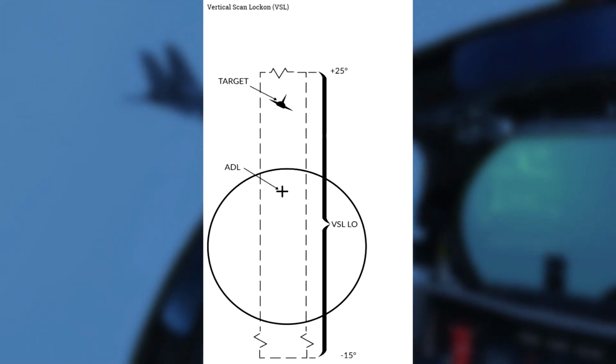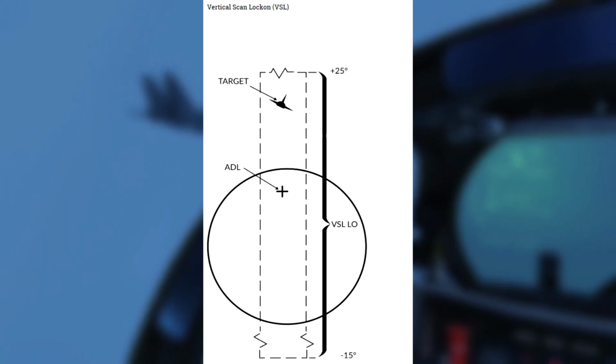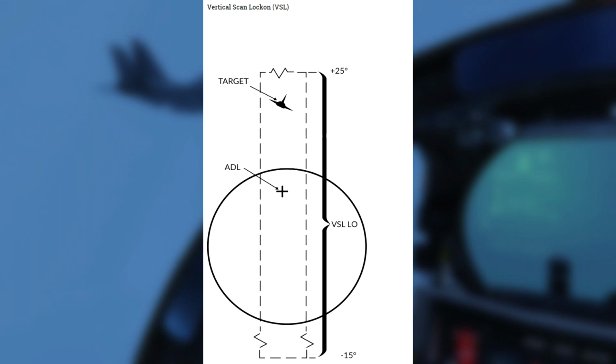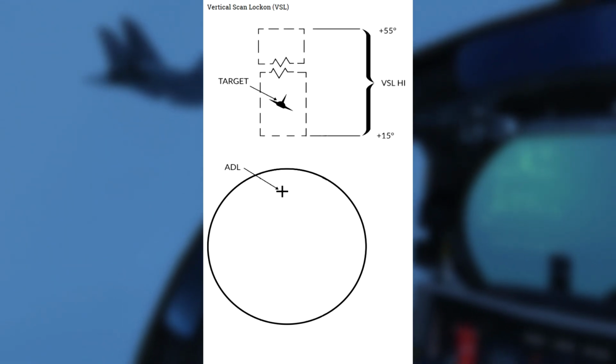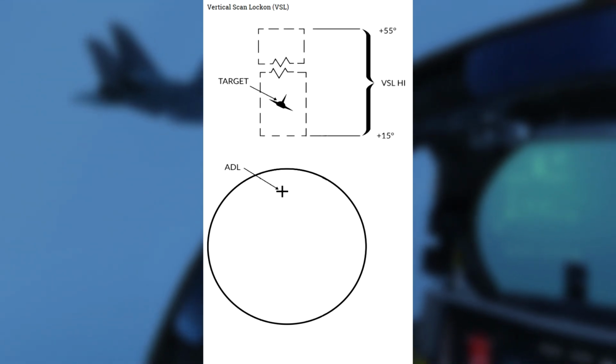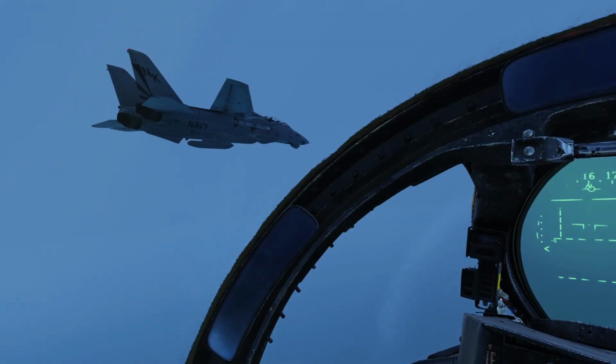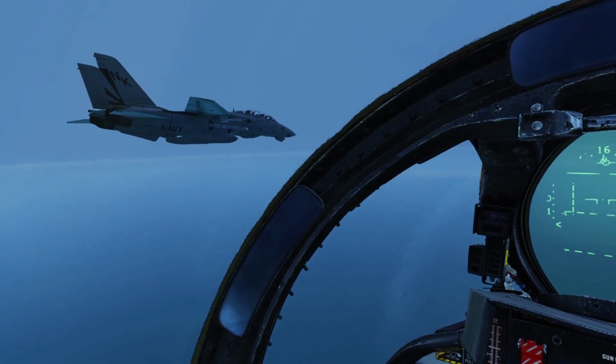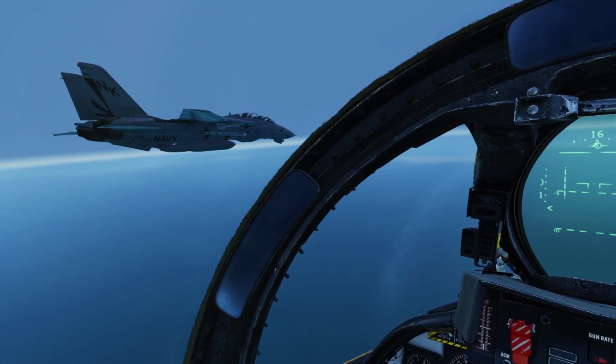For VSL low, this is a 5-degree wide scan that looks 15 degrees below and 25 degrees above the ADL cross. VSL high, on the other hand, scans 15 degrees above to 55 degrees above the ADL cross. Because of this scan being so high above the HUD, you will not be able to actually see the scan take place, so you'll just have to trust that it's working.